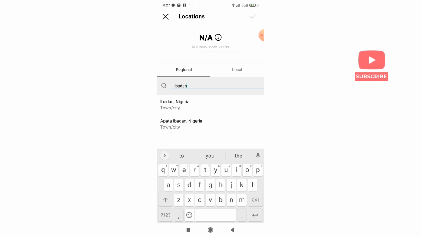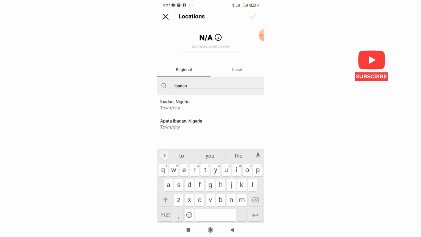And know that Instagram will bring you the option of town, city. At times, it's going to bring region. Never select region. Never select region. If you select region, that means you're telling Instagram to send your advert to people in the rural area, people in the rural part of where you are targeting.